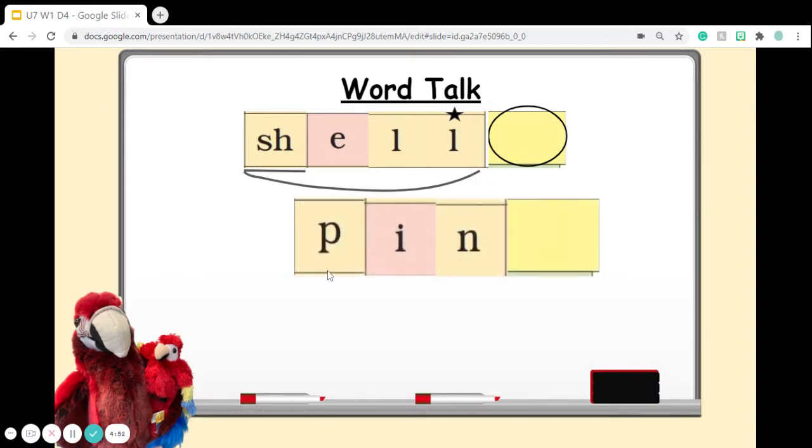Here we go. P-I-N. Pin. Whole word is pins. So here we go. How do we mark this word? Ooh, we don't see any digraphs, we don't see any bonus letters, and we don't see any glued sounds. So the only thing we have to do is what? We have a suffix s here. We need to underline our base word, a word that still has meaning, and circle our suffix s.